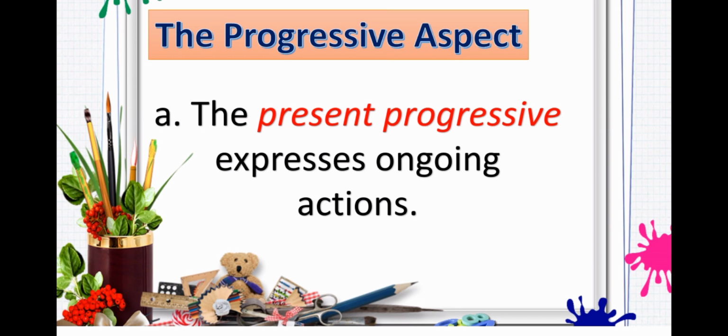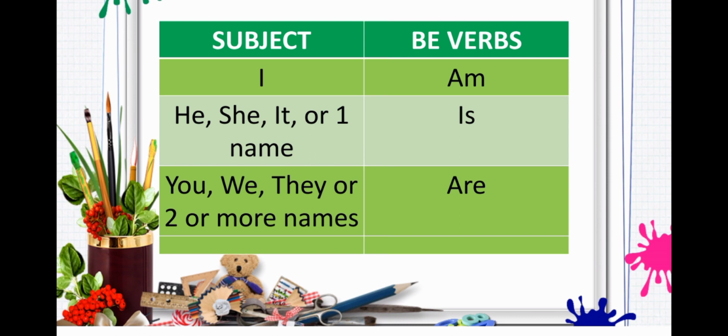The second aspect is the progressive aspect. So sa aspect na ito ay gagamit tayo ng mga be verb. The present progressive expresses ongoing actions. Okay, tingnan ang table. Kapag ang subject natin ay I, ang be verb natin ay am. Kapag ang subject naman natin ay he, she, it, or isang name lang, ang be verb natin ay is. Kapag ang subject ay you, we, they, or two or more names, ang be verb natin ay are.